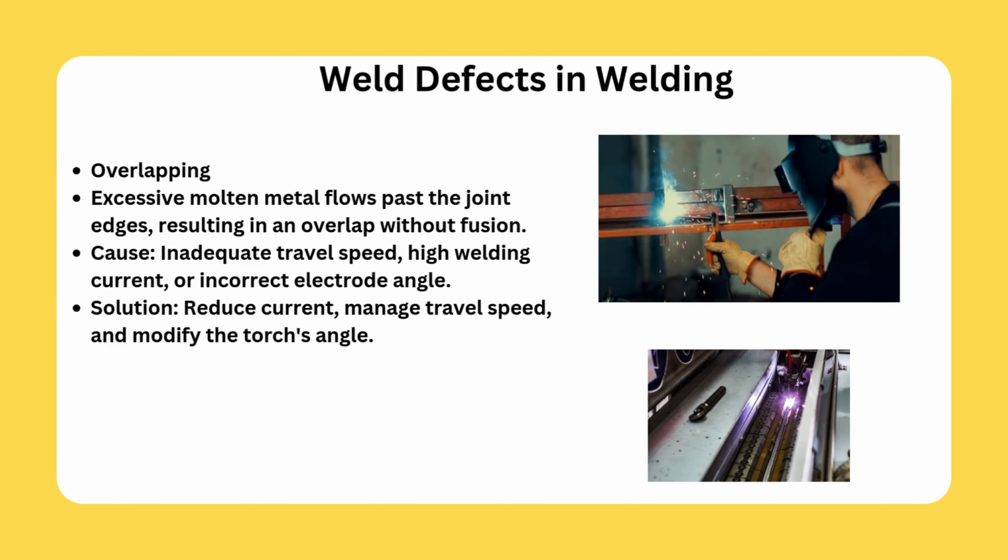Overlapping. Excessive molten metal flows past the joint edges, resulting in an overlap without fusion. Cause: inadequate travel speed, high welding current, or incorrect electrode angle. Solution: reduce current, manage travel speed, and modify the torch angle.